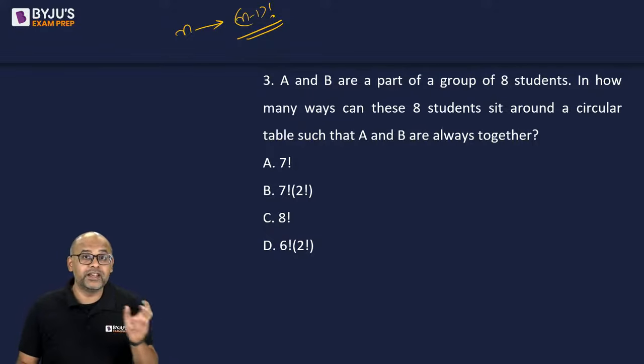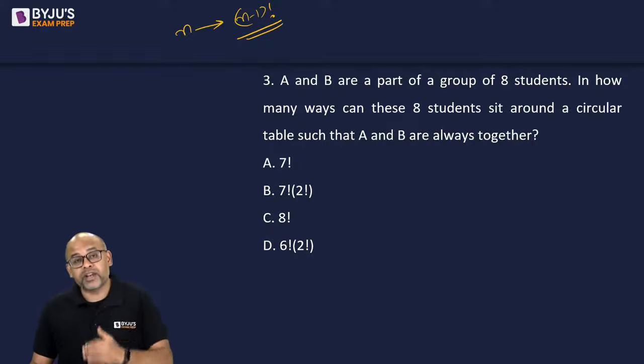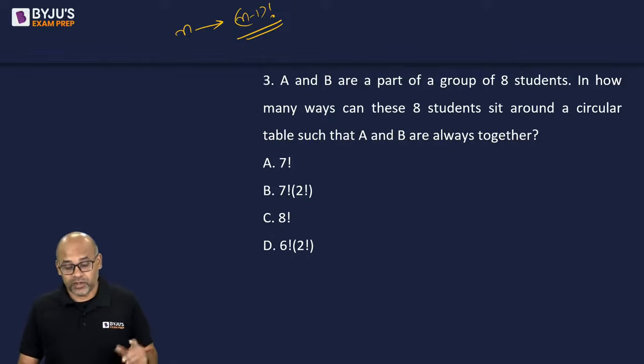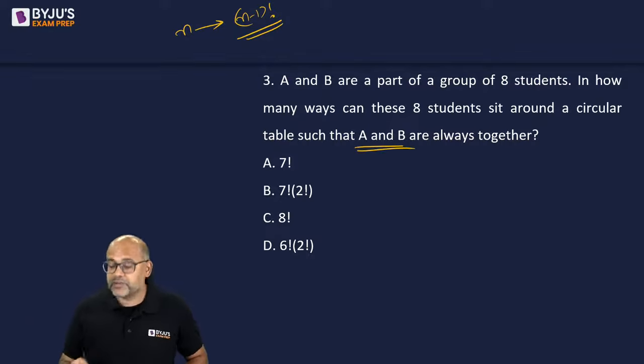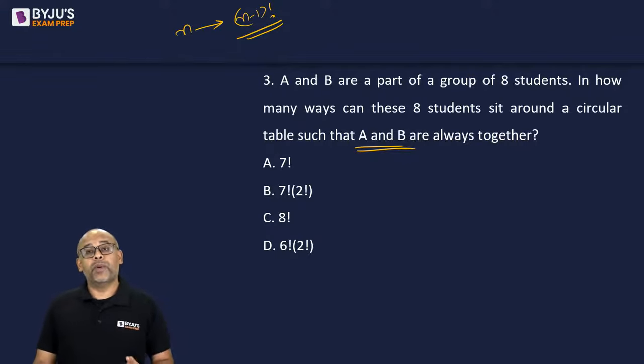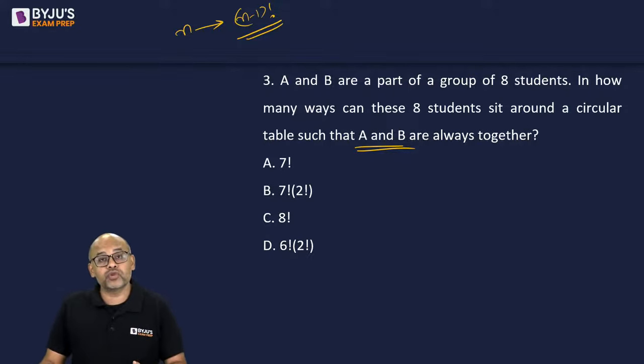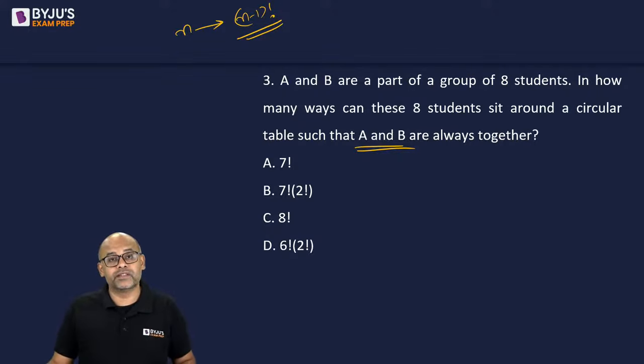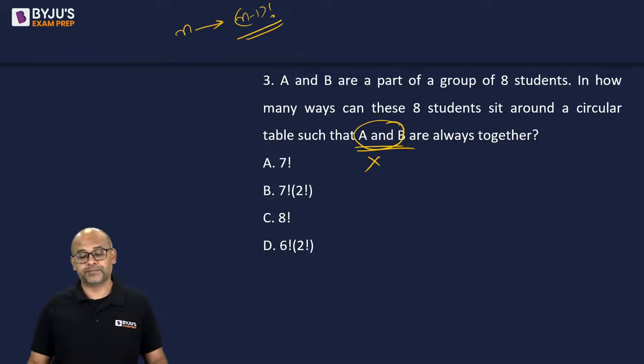We already discussed the theory of why it is like that. It is an application here with a small twist. What is the twist? A and B should always be together. Now, when 2 people are supposed to be sitting together always, the logic is you will combine them into a person called X.